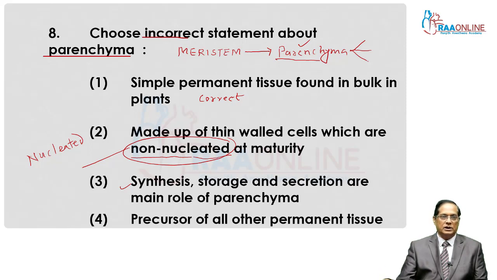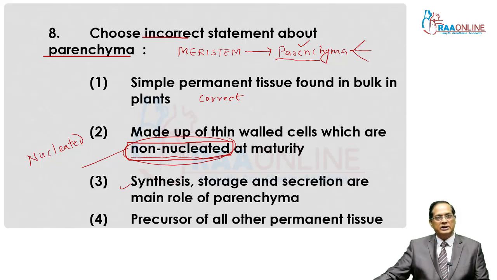So in this particular question, only the second one is incorrect, that is, they are non-nucleated at maturity. This is a wrong statement. Parenchyma are nucleated. They are living cells and perform various vital activities in the plant. And parenchyma are oval, ovoid, polygonal cells. They are loosely arranged in the tissue.